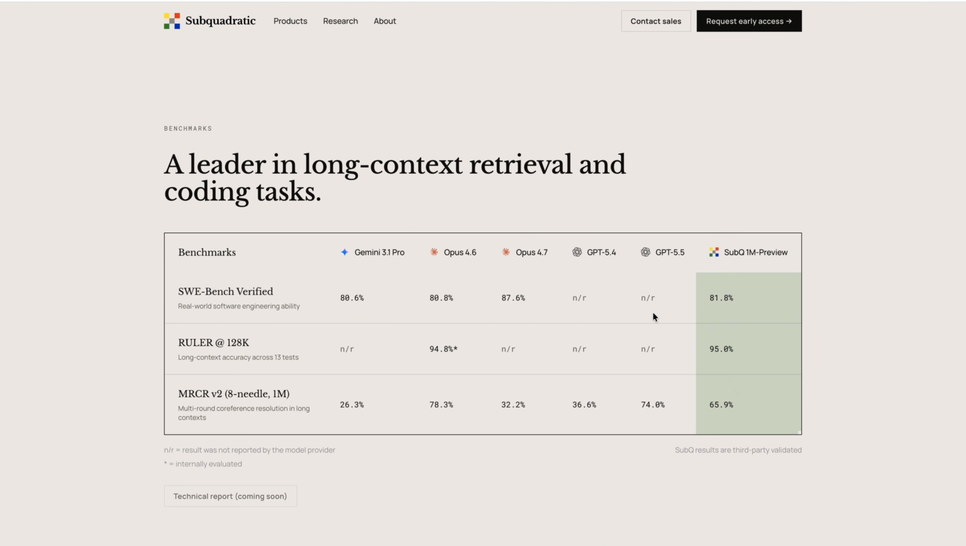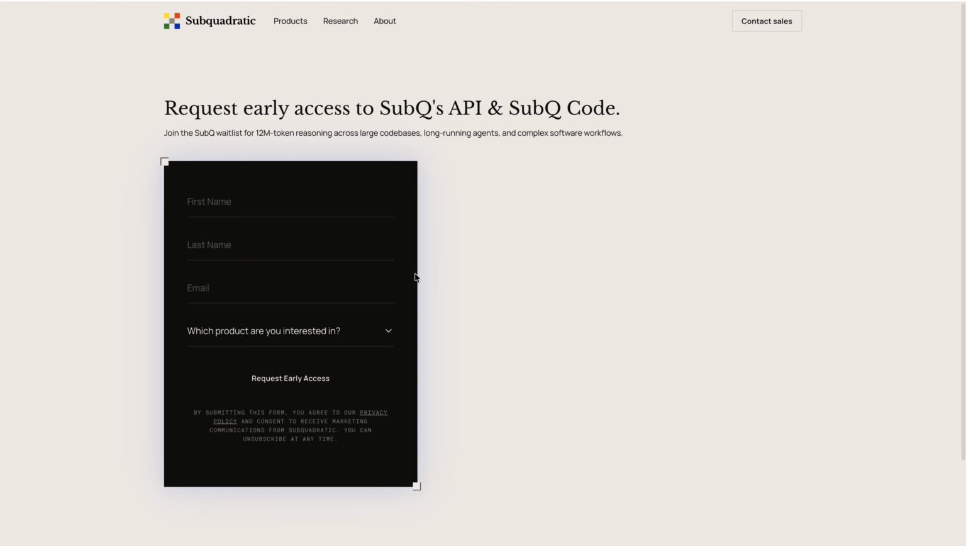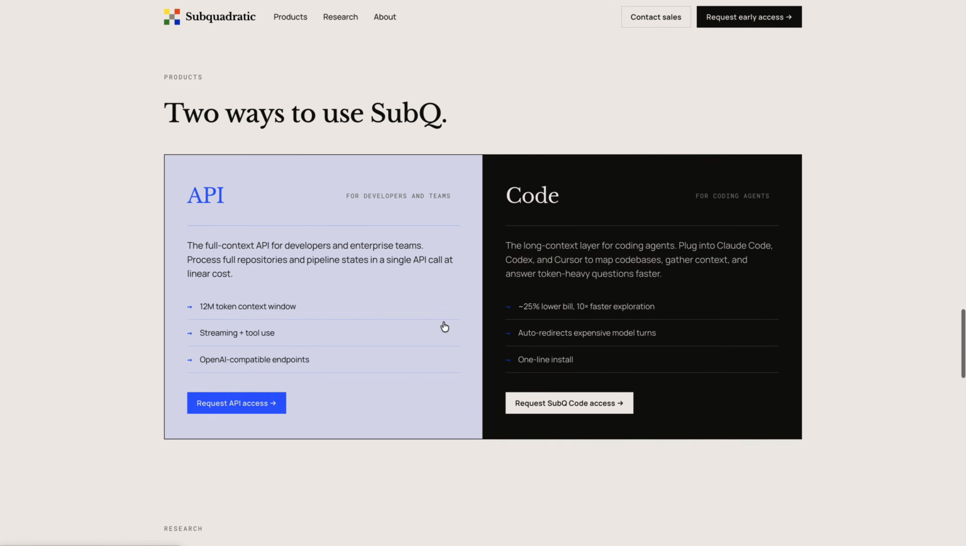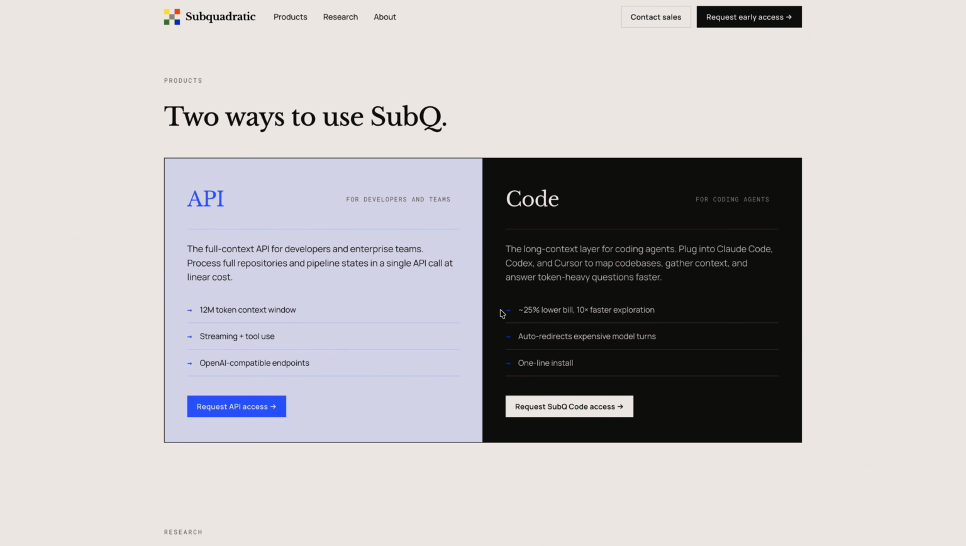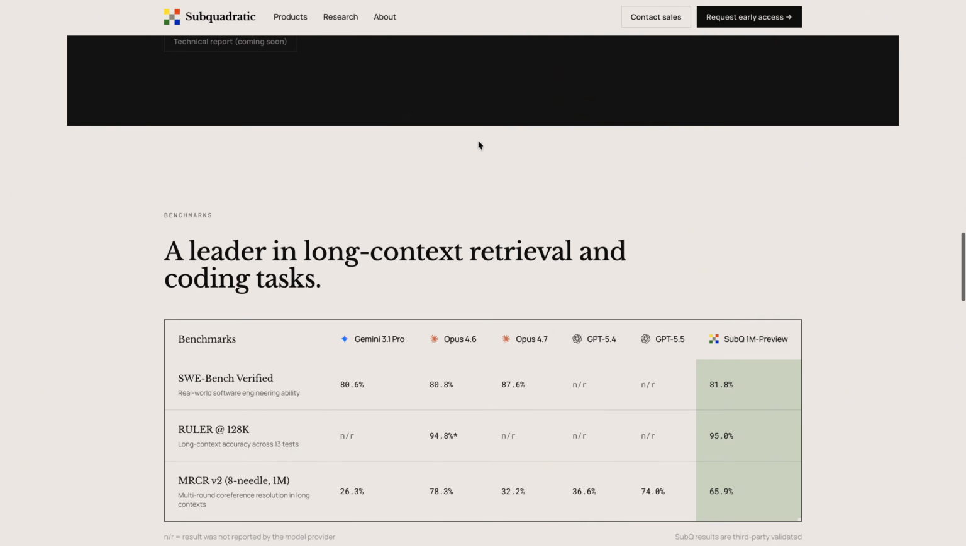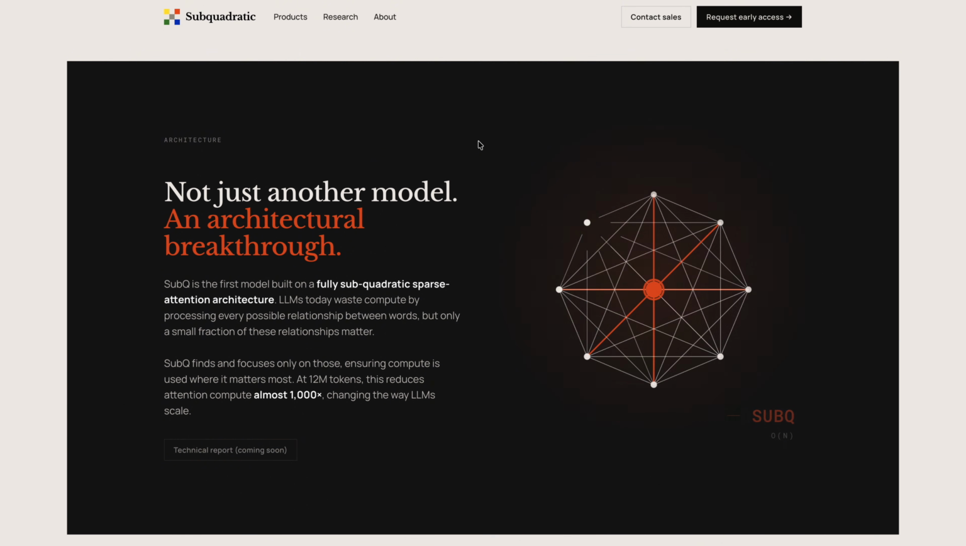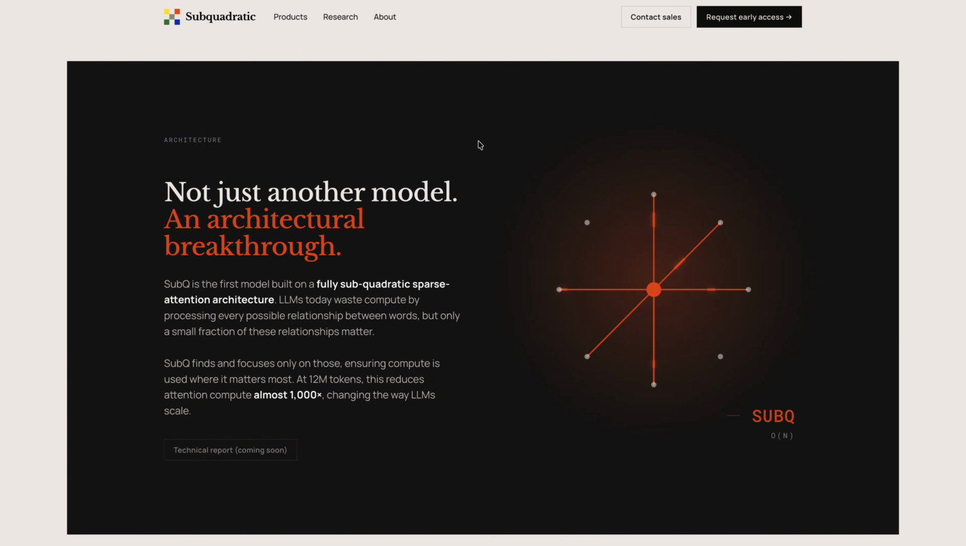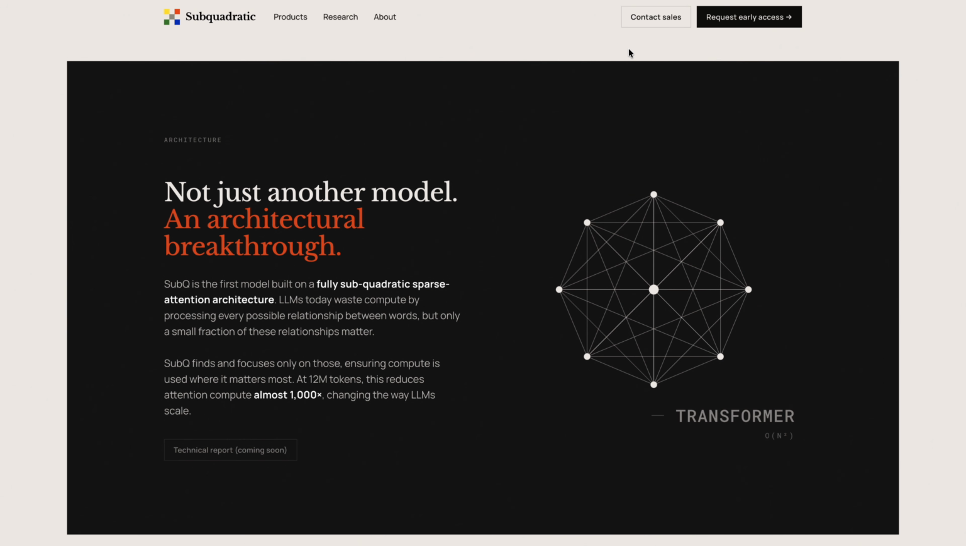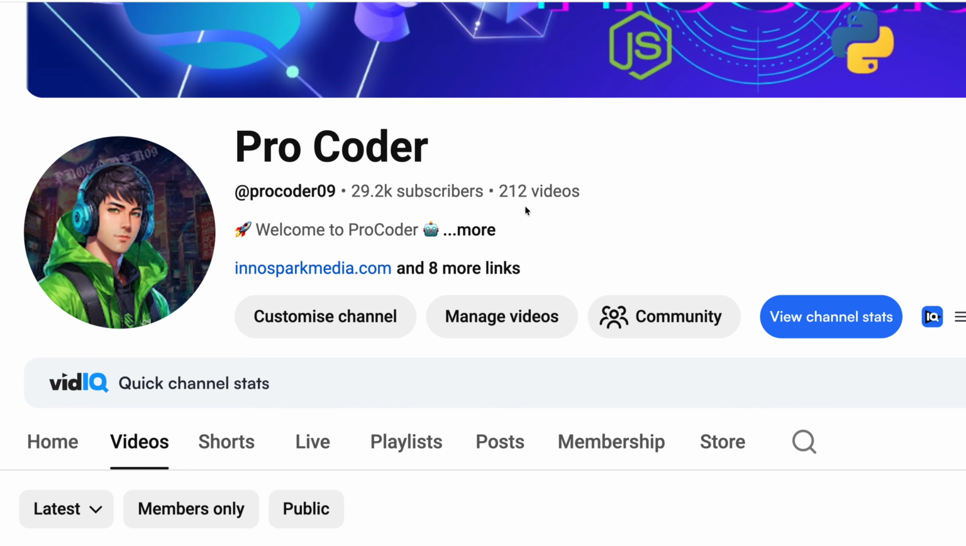For testing this model, I have already requested early access here, and when I get that early access, I will create a video and share with you guys the actual reality of SubQ. If it works, then it will be a good and better change. But if it does not and only shows the talk, then I don't think it will compare with any other LLM models. So let's see.